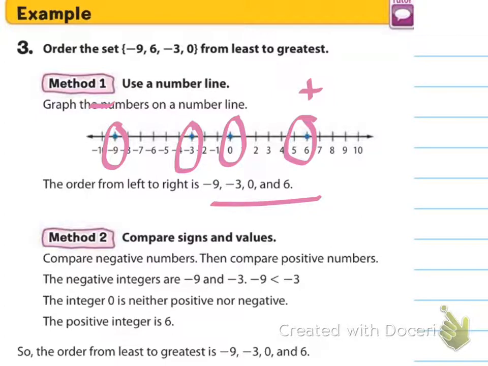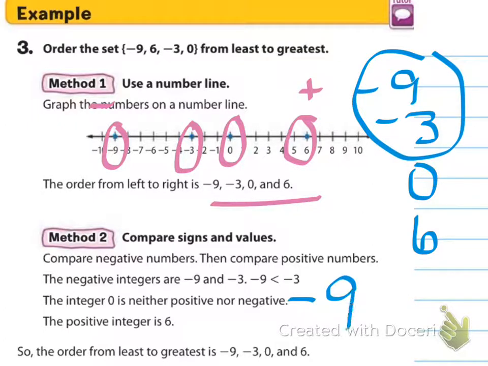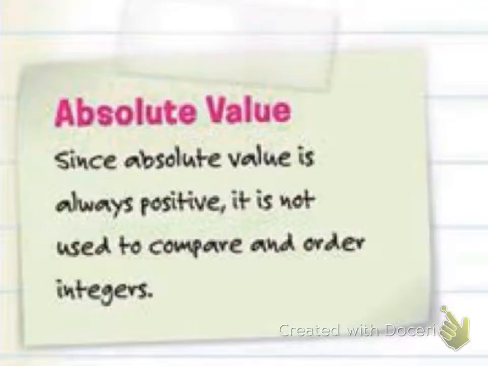The other one is just to compare signs and then the values. So what they're saying is, how about we take all the negatives, we've got -9 and -3, then we've got our 0, and then we've got our +6, and put them in order. Which one's the smallest one out of the negatives? Well, -9 is less than -3, so that's the order it would go in. Then 0 would be next, and then 6 would be next because it's the positive. So same idea, okay? Just not using a number line. Just comparing the actual values. Thinking, here's my negative group, what order do they go in? Here's my positive group, what order do they go in?